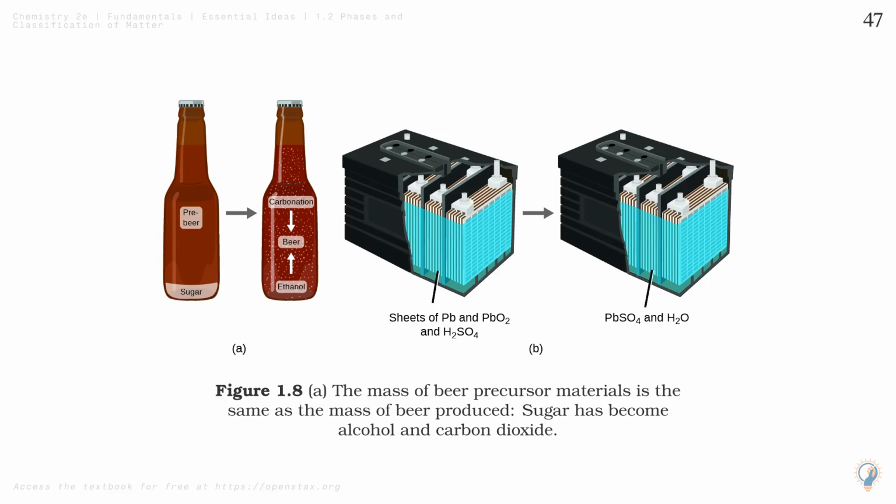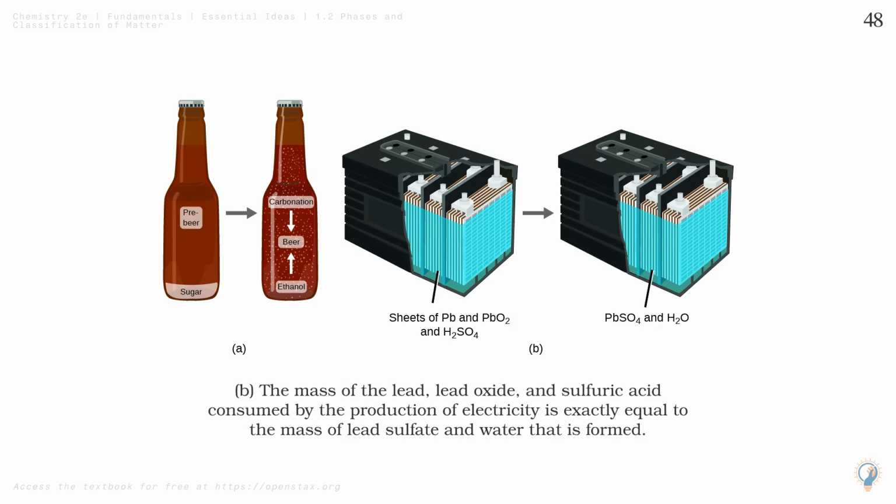Figure 1.8, A. The mass of beer precursor materials is the same as the mass of beer produced. Sugar has become alcohol and carbon dioxide. B. The mass of the lead, lead oxide, and sulfuric acid consumed by the production of electricity is exactly equal to the mass of lead sulfate and water that is formed.